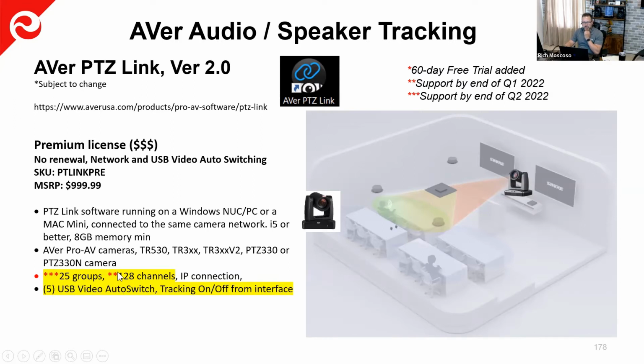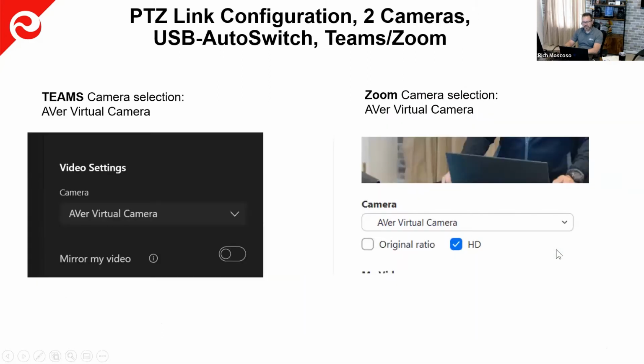so 25 groups up to 120 audio channels, that comes into play really if you have wireless systems as well, where each individual person would have their own mic setup. But you get up to 5 USB camera video streams, and then tracking on/off, which I'll show you momentarily.